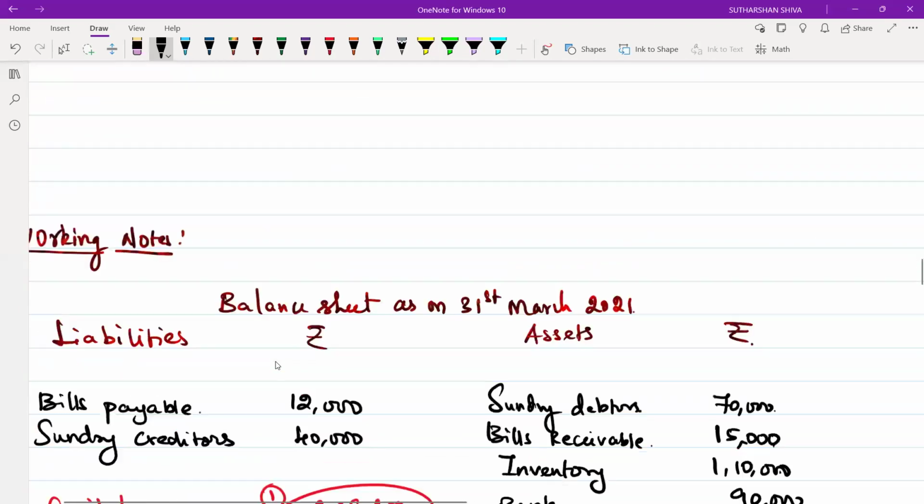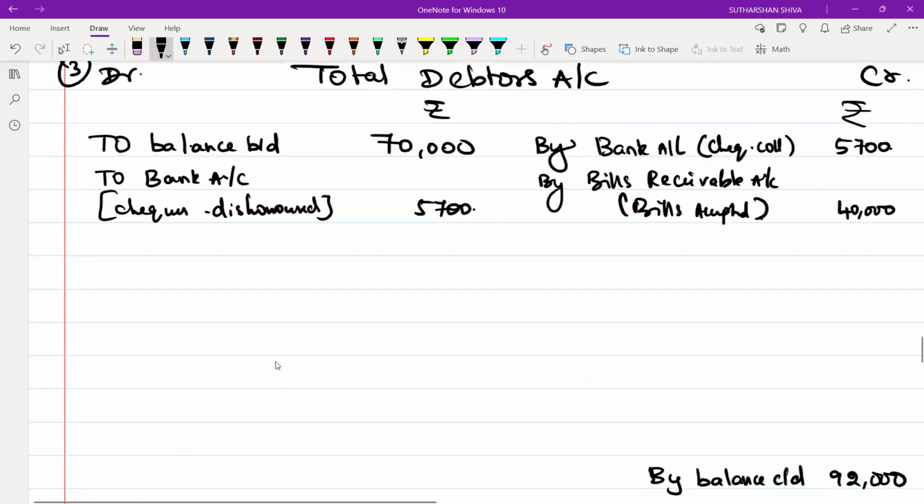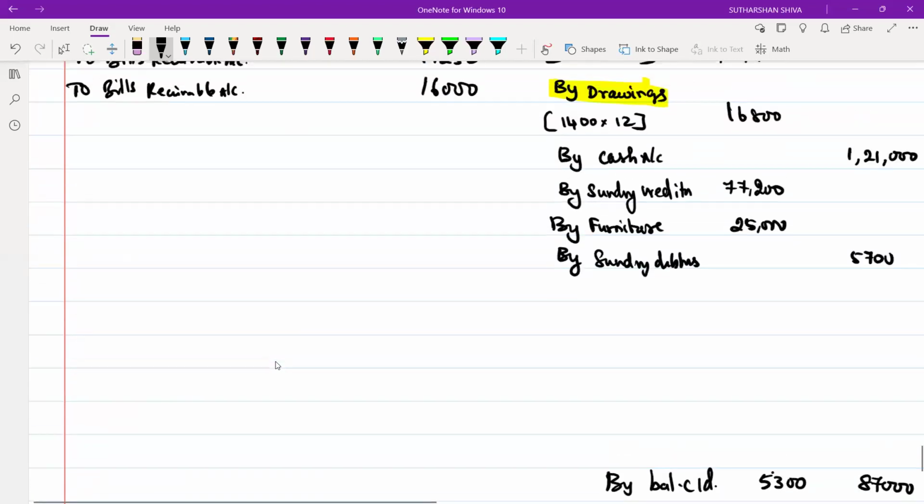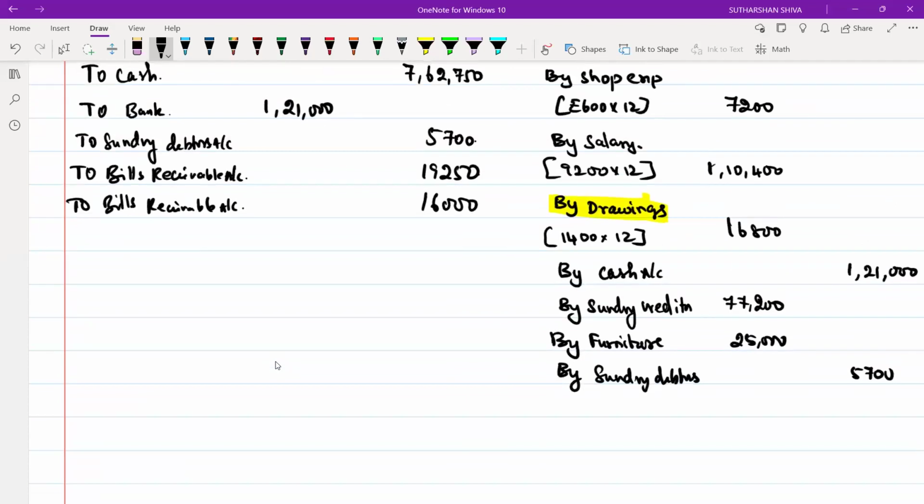So it is going to affect my creditors account. On the debit side, I will write down to bank account. What is the value for that? 3,20,000. Then immediately go to my sundry creditors account that I already created over there, where I have posted only the cash column. The bank column is left. So I can post the bank amount here.